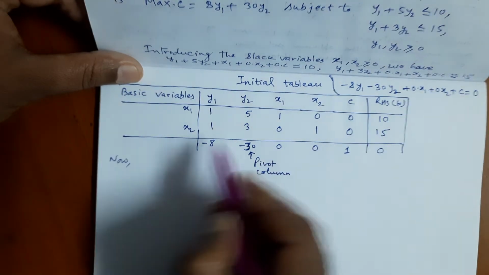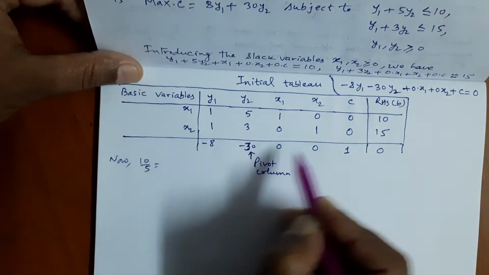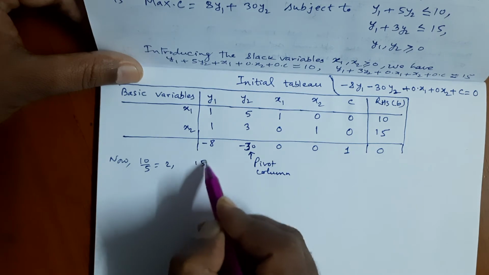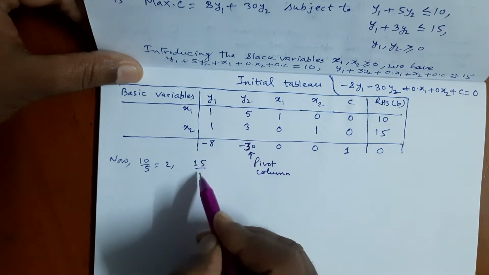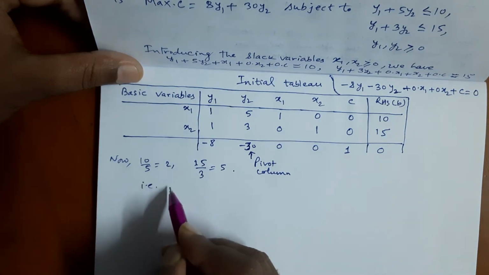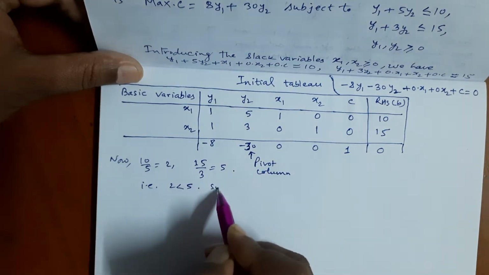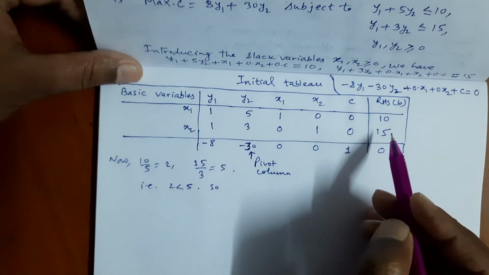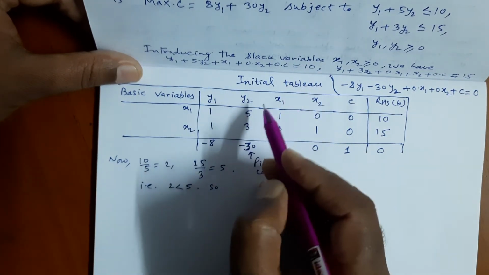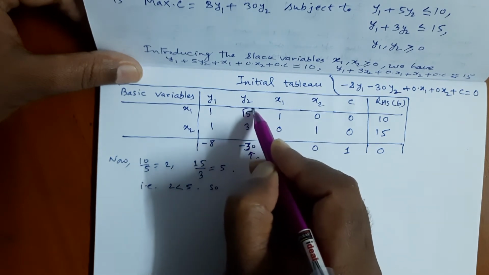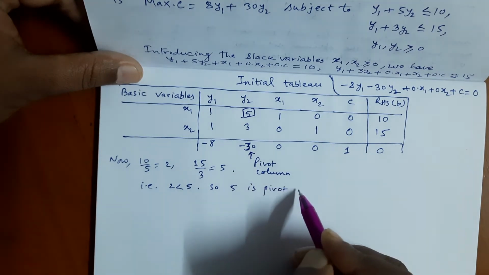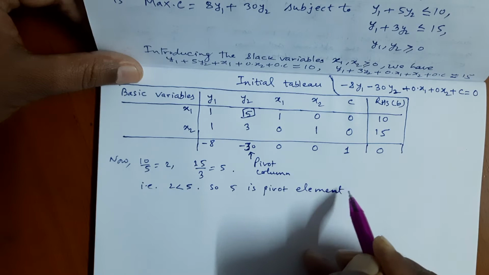Now 10 over 5 equals 2 and 15 divided by 3 equals 5. Okay, that is, 2 is smaller than 5, so here the 2 we have obtained by dividing 10 by 5, so 5 is the pivot element. Okay, 5 is the pivot element.